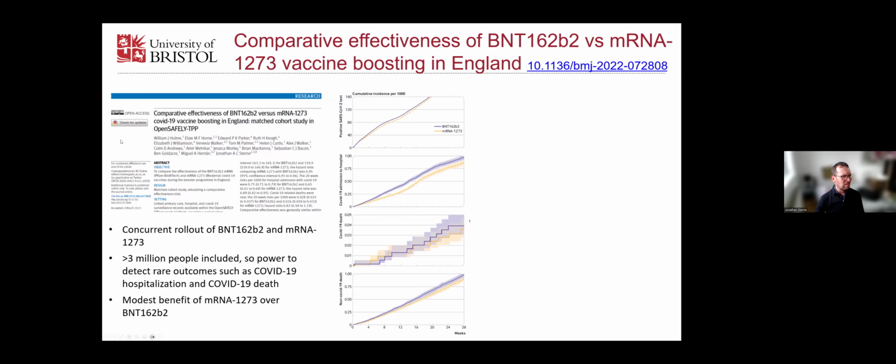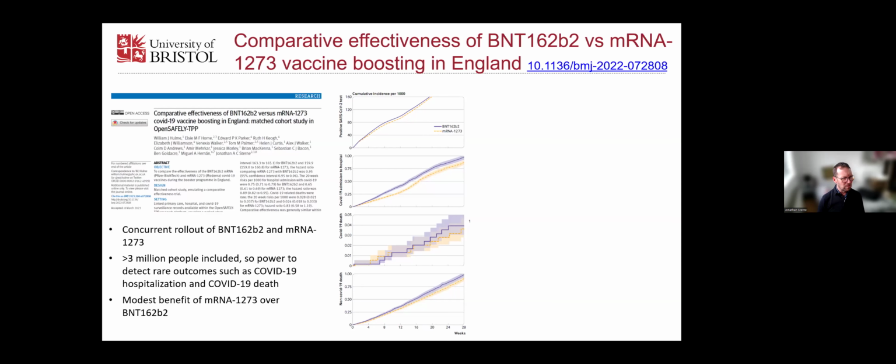And we used a similar approach to look at the comparative effectiveness of boosting with Pfizer versus Moderna in England, showing modestly better effectiveness of Moderna than Pfizer, particularly against COVID-19 related hospital admission, and apparently against non-COVID-19 death.